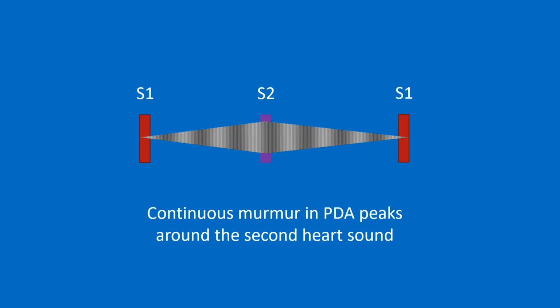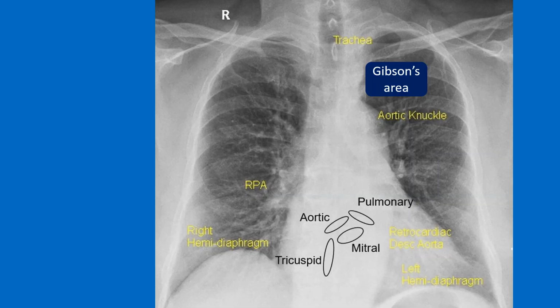Now we move on to continuous murmurs. Continuous murmurs start in systole and continue through the second heart sound into a variable part of the diastole. Some of these murmurs are heard throughout the cardiac cycle. The classical continuous murmur is that of patent ductus arteriosus, known as Gibson's murmur. The region where this murmur is best heard below the left clavicle is known as Gibson's area.